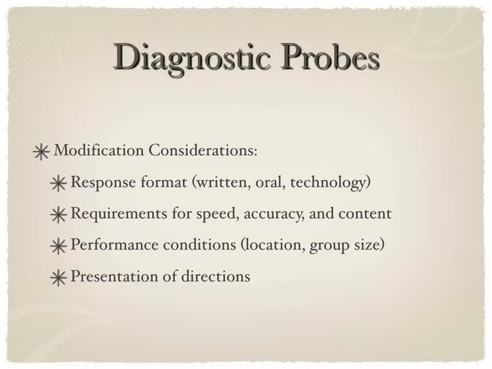Also, changing performance conditions, so reducing distractions, reducing the group size where the child takes the assessment, giving them a smaller group or an alternate location. And also changing how directions are presented. So maybe presenting directions one at a time, maybe presenting directions in written format or pairing them with a visual support. So these are just some ideas for things that can be changed or considerations that you might want to address as you are utilizing the diagnostic probe process to rule out environmental conditions that may be difficult for students.